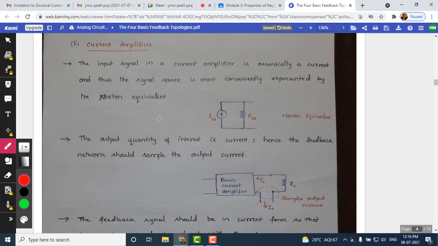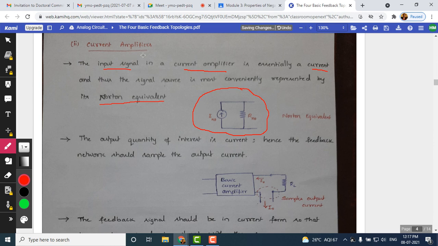Next we will move on to another amplifier, which is a current amplifier. The signals at the input and output of an amplifier keep changing here. The input signal for the current amplifier is going to be a current signal, and the output signal is also going to be a current signal. Since the input signal is a current signal, the input can be modeled using Norton equivalent. I hope you are familiar with Norton's theorem, which is a very popular theorem in network theory. Norton equivalent is represented by a current source in parallel with a resistance.